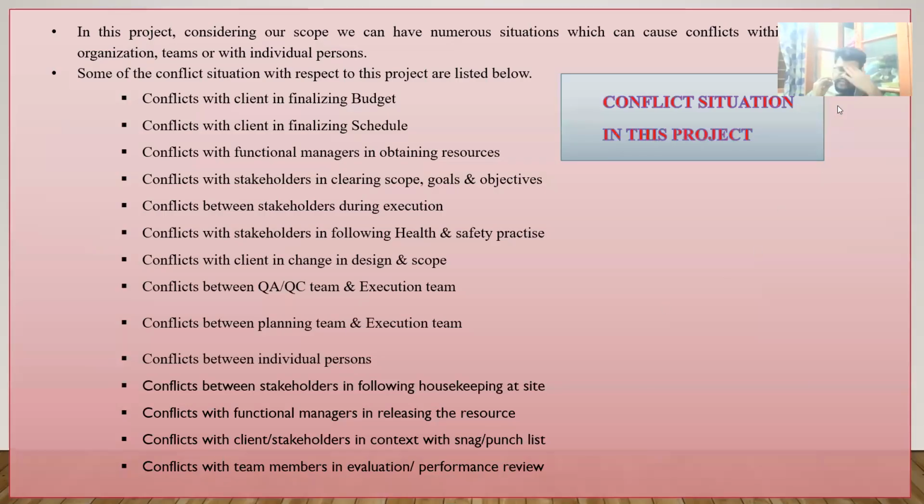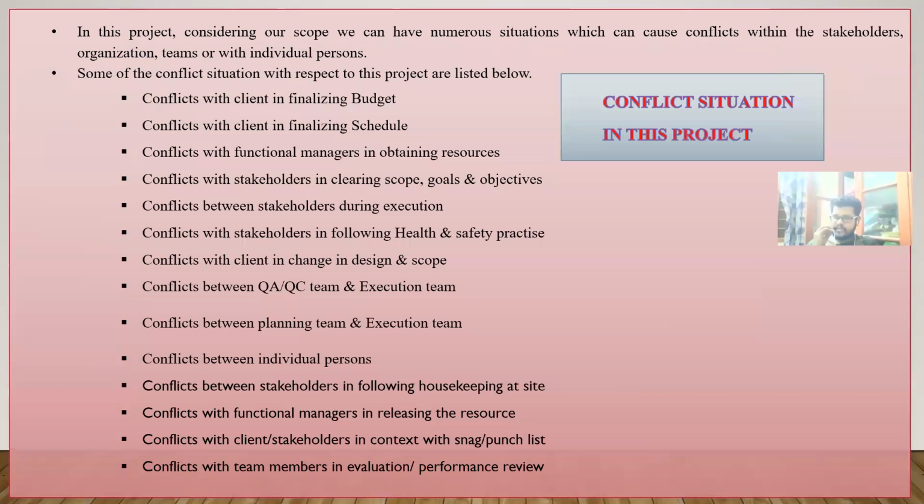As per our requirement, we have listed some of the conflict situations which may occur in our construction project. We have conflicts with respect to the client, the stakeholders and the internal organization. As I said before, we may also have conflicts between persons and between teams. Here we have listed 14 types of conflicts, which is not limited to these. The conflict list can be extended, but here we are concluding with only 14.